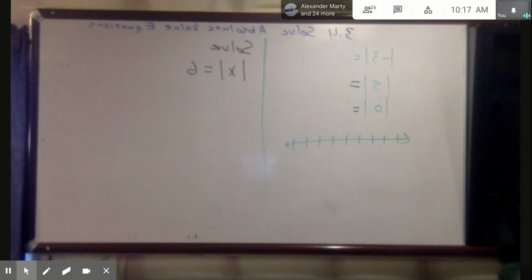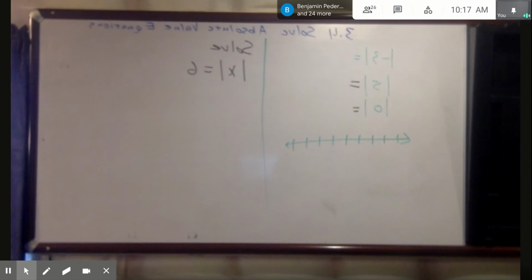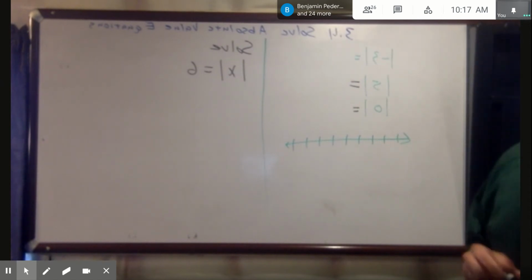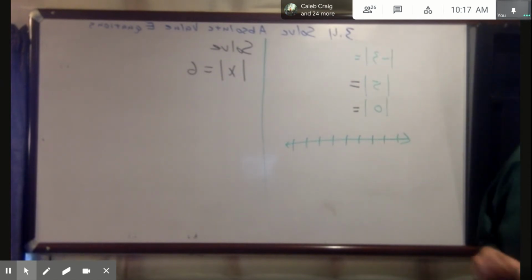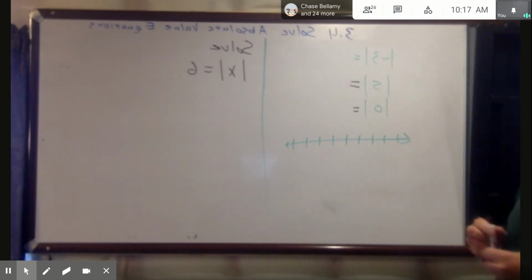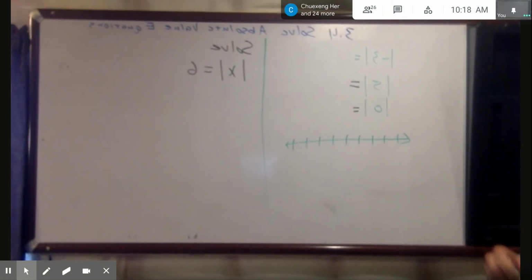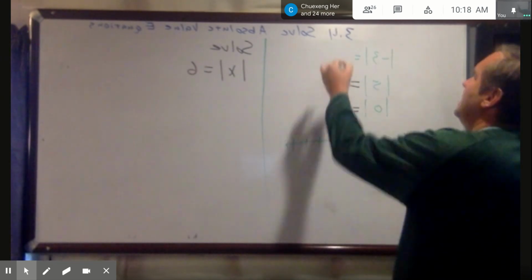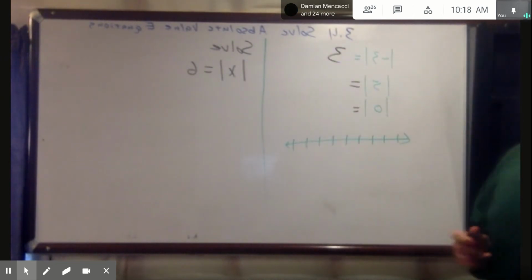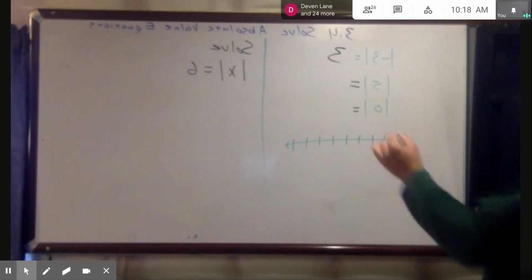Let's see if we can find someone who's willing to take a shot at what the absolute value of -3 is. Caleb, how about you? What's the absolute value of -3? 3. 3, nailed it. All right. Ben, how about absolute value of 5? 5. Well done. Well done.